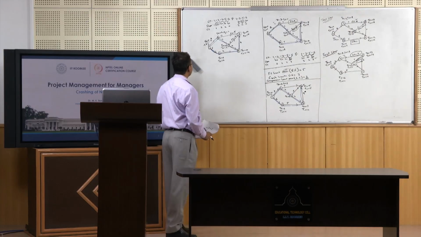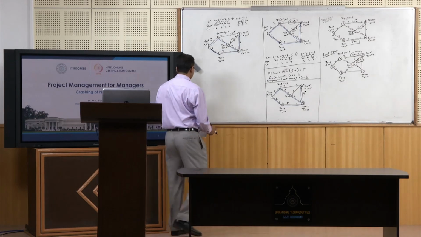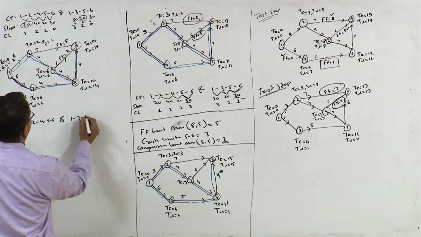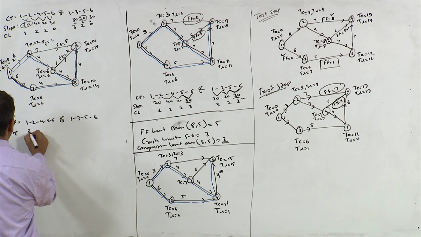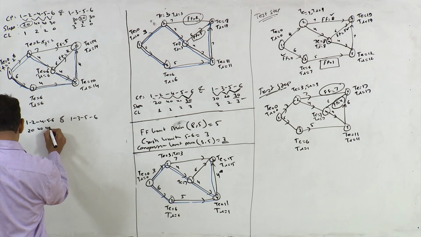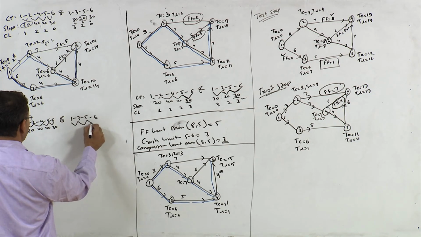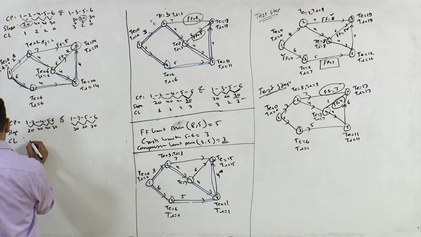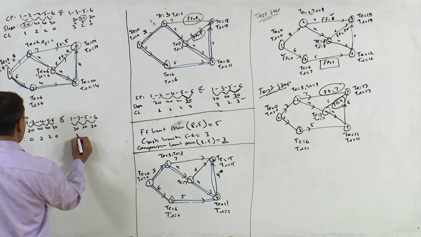Now let us again look at which are the activities to be selected for compression, right? So you got critical path is equal to 1, 2, 4, 5, 6 and 1, 3, 5, 6, right? So you got slope, just write down slope values. So you got 20, 40, 40 and 30, right? And for this you have got 30, 20 and 30. Crash limits are 0, 2, 2, 0, this is 3, 1 and 0, right?